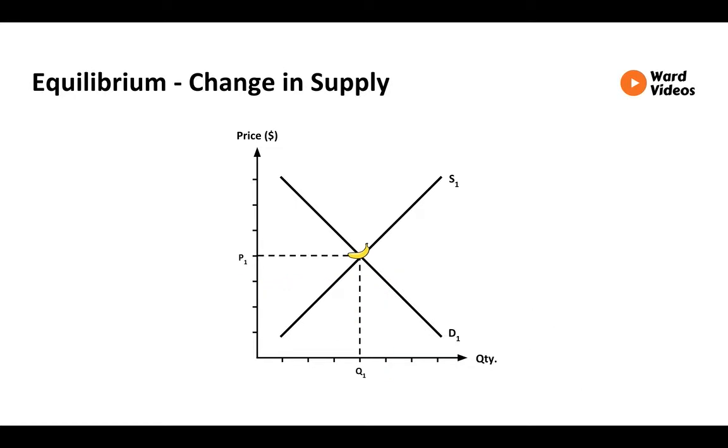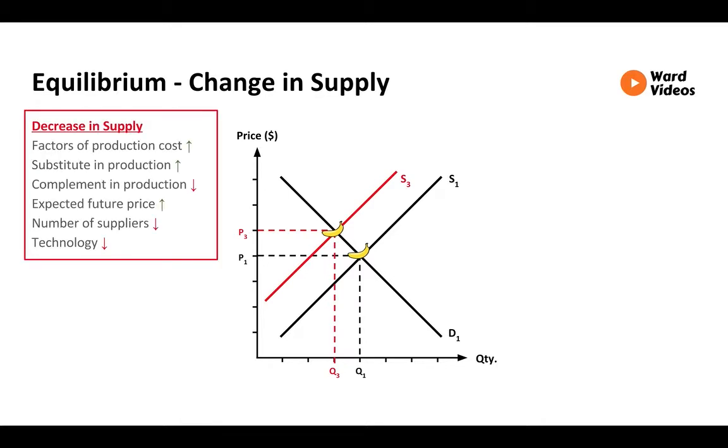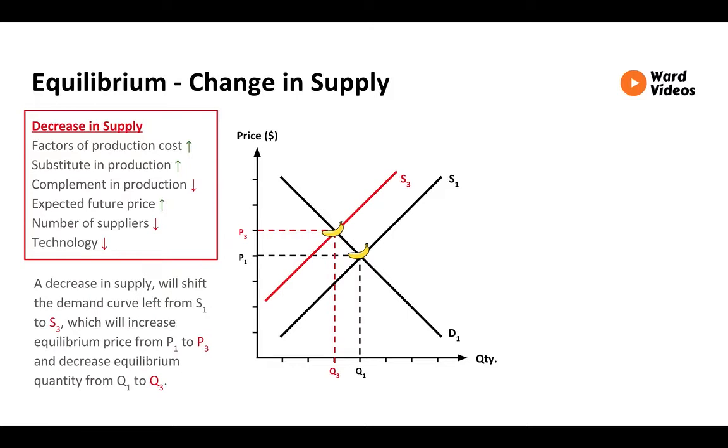However, a decrease in supply will shift the supply curve left from S1 to S3. This may be because of factors such as production costs increase, substitutes in production increase, complements in production decrease, expected future prices increase, number of suppliers decrease, or technology decreases. This will increase equilibrium price from P1 to P3 and decrease equilibrium quantity from Q1 to Q3.